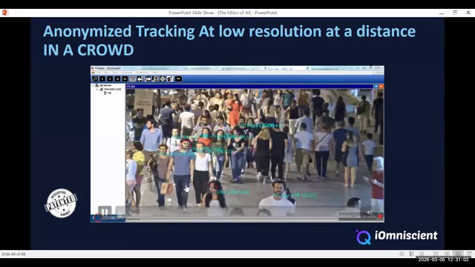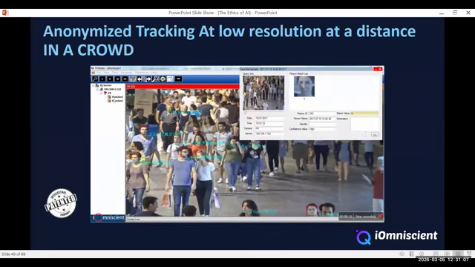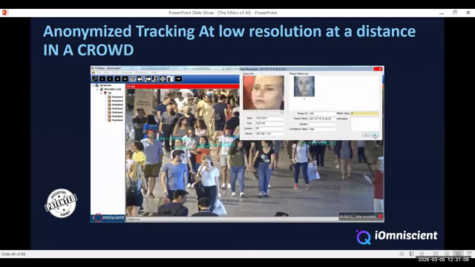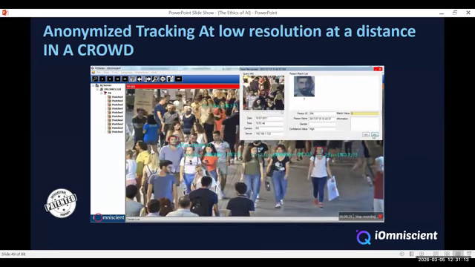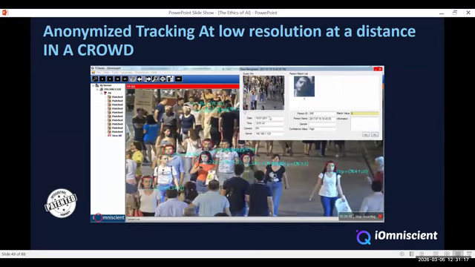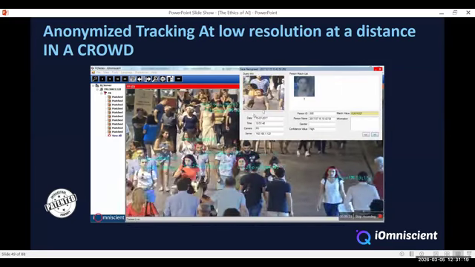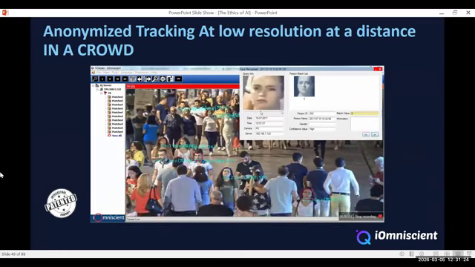We can do it like that in a crowd at a long distance, at 20 or 30 meters, which is for the Americans about 60 feet. With 100 people coming at you, we'd recognize them. This is on a low resolution camera without a GPU.